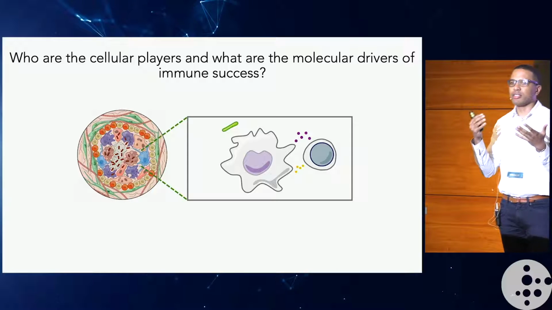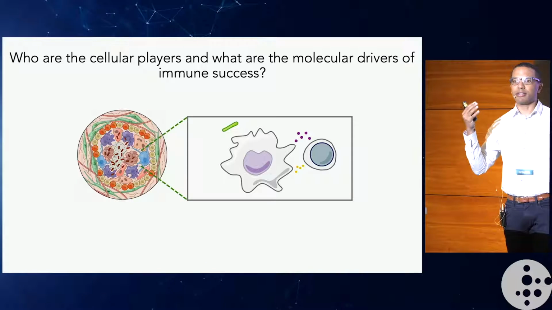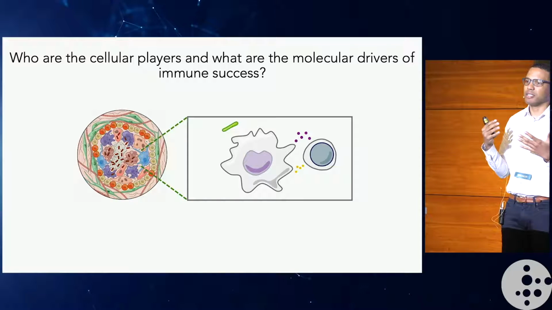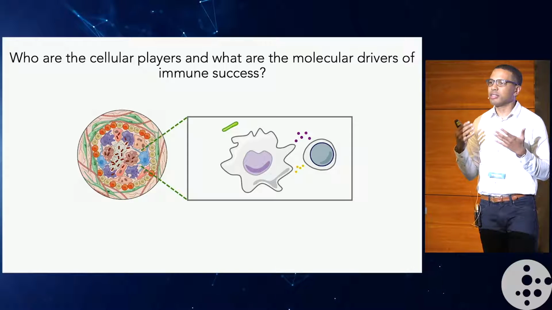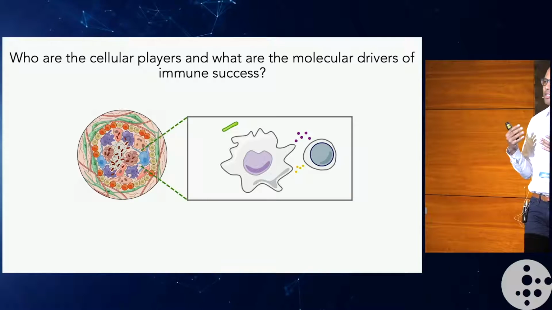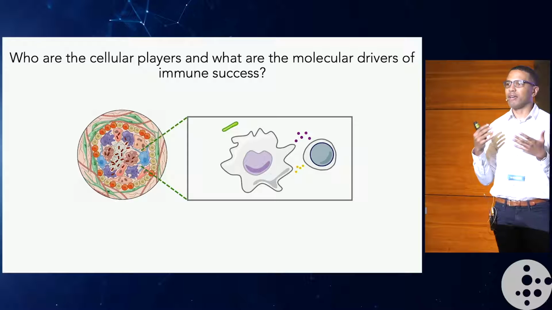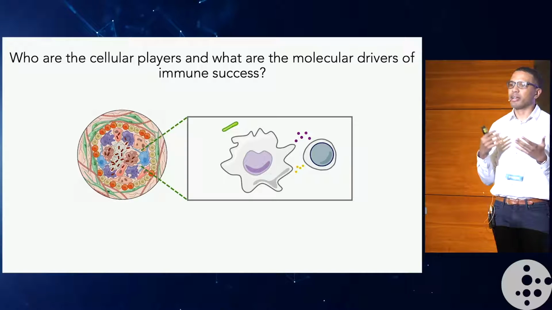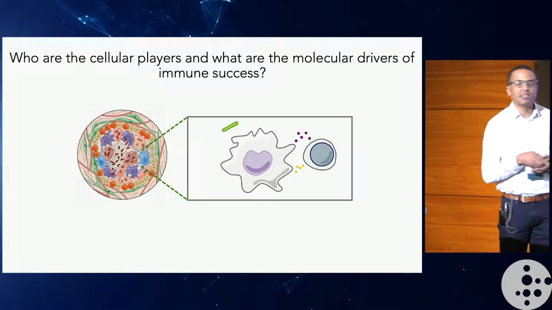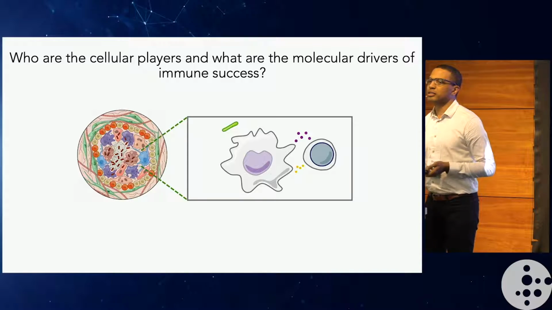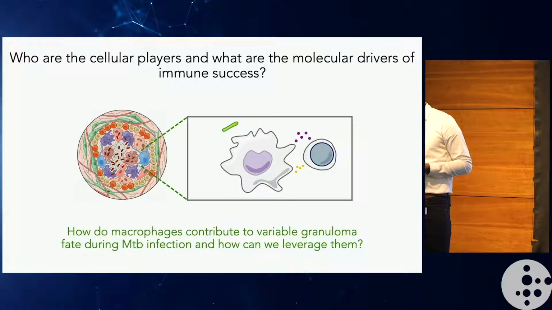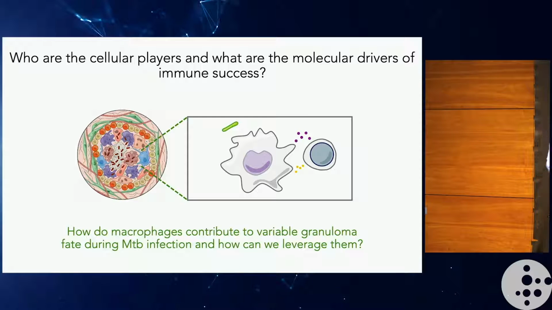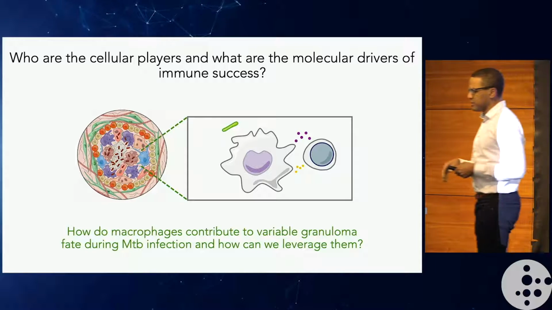So the way that we do this is, if we think about how you actually control bacteria, while the field has spent a lot of time thinking about T-cell responses in TB, what I think we really want to begin to think about is, if we want to achieve sterilization, how do you drive the infected cells, namely macrophages, dendritic cells, and neutrophils, to bacterial control. Those are the questions that we ask, and we've by and large started with the question of how macrophages contribute to variable granuloma fate, and how we can manipulate macrophage function in TB disease.